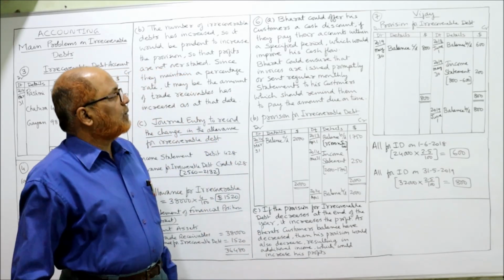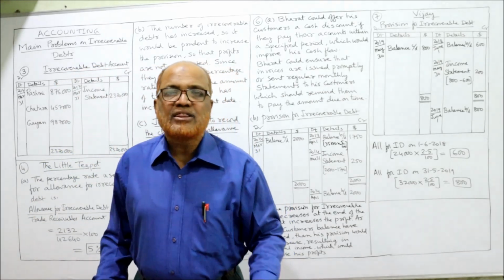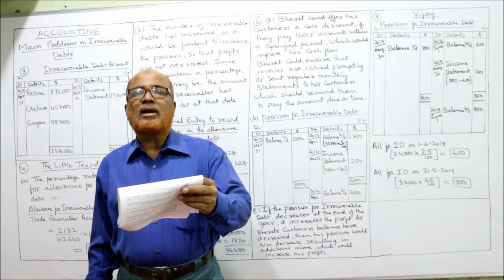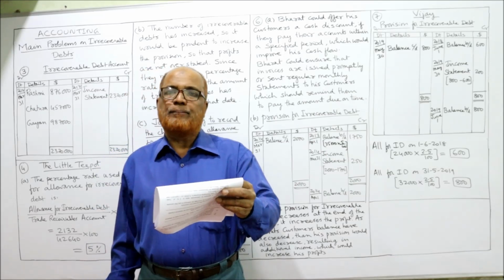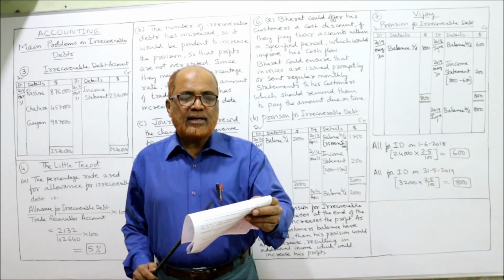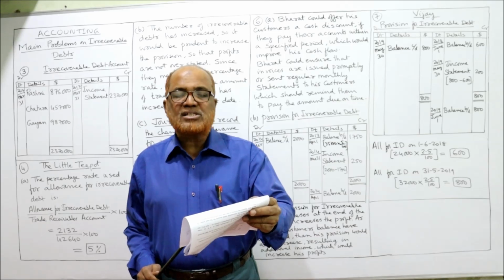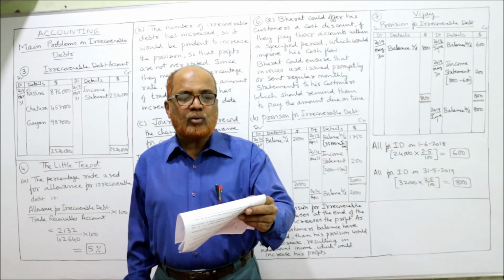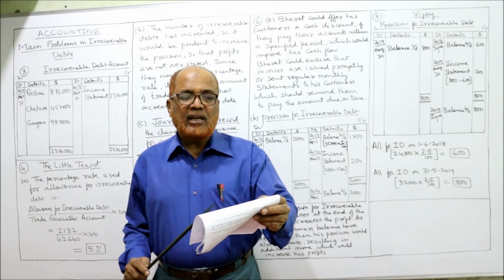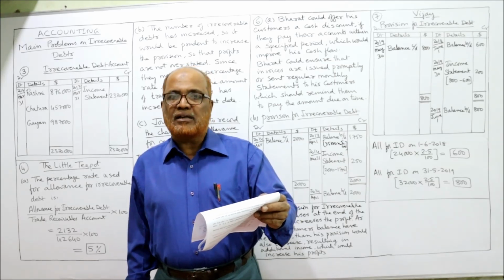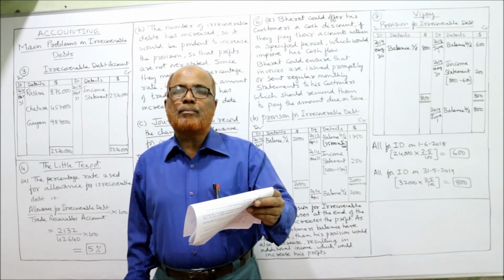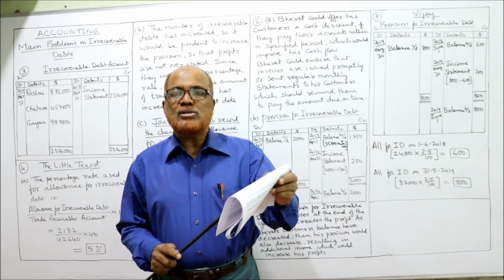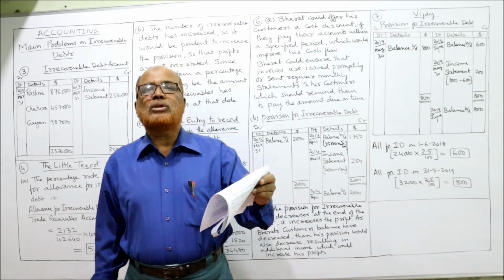This is the end of problem number 6. Now the 7th problem. Vijay maintains an allowance for irrecoverable debt at 2.5% of trade receivables. His trade receivables amounted to $24,000 on 1st June 2018 and $32,000 on 31st May 2019. The beginning of the year is 1st June 2018 and the end of the year is 31st May 2019. At the beginning of the year trade receivables are 24,000 and at the end of the year 32,000.